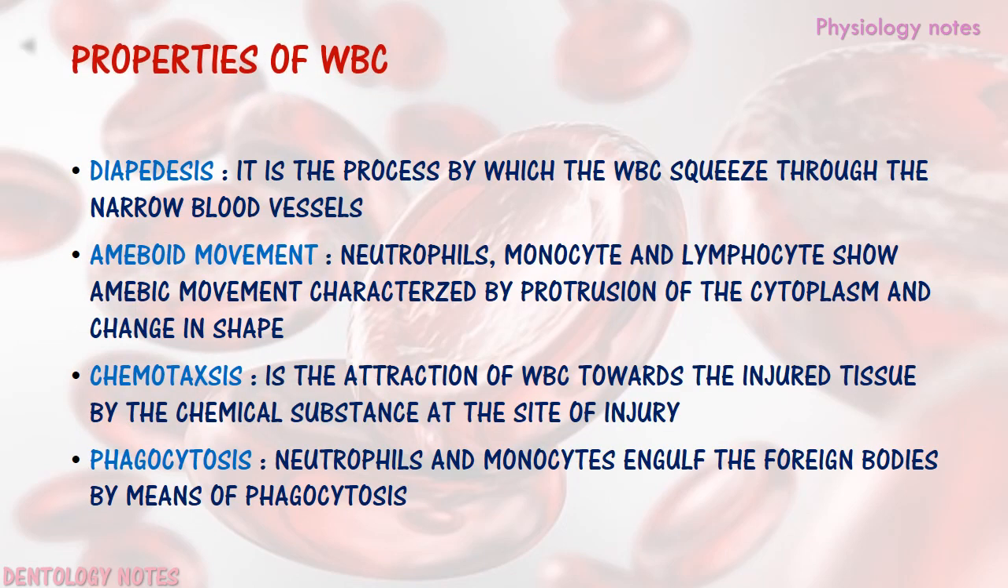Properties of WBC. Diapedesis is the process by which the WBC squeeze through the narrow blood vessels. Amoeboid movement: neutrophils, monocytes and lymphocytes show amoeboid movement characterized by protrusion of the cytoplasm and change in shape. Chemotaxis is the attraction of WBC towards the injured tissue by the chemical substance at the site of injury. Phagocytosis: neutrophils and monocytes engulf the foreign bodies by means of phagocytosis.